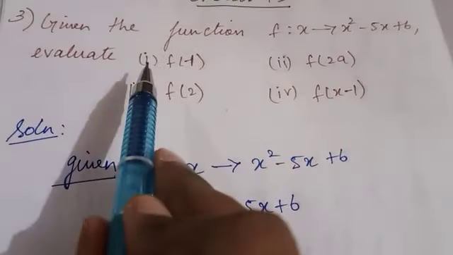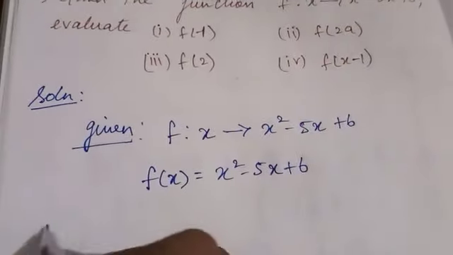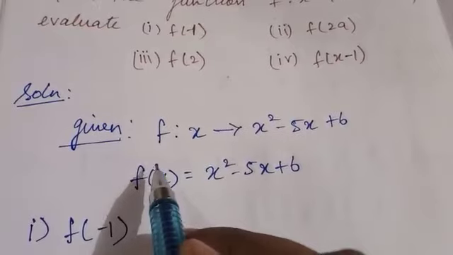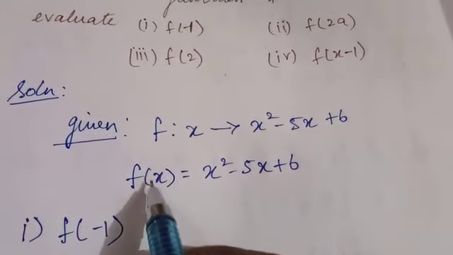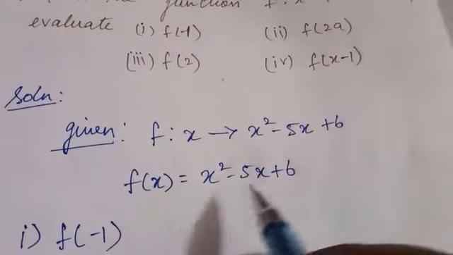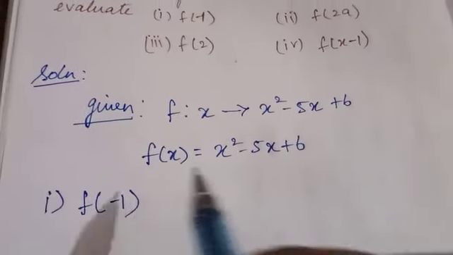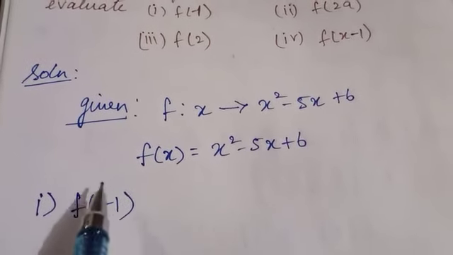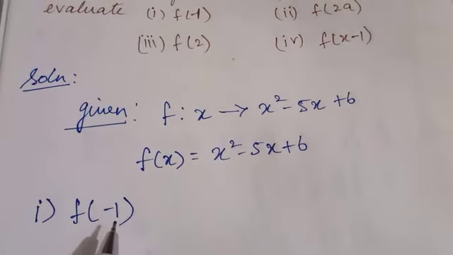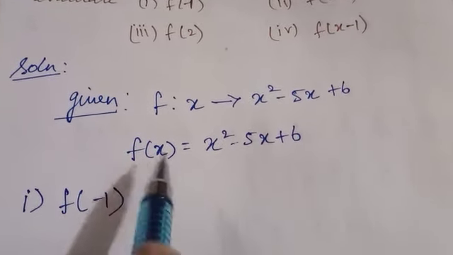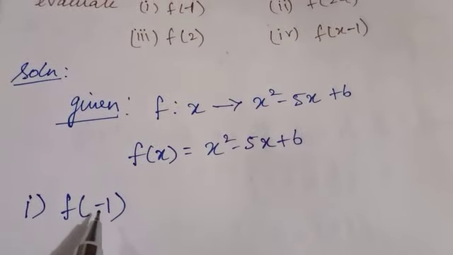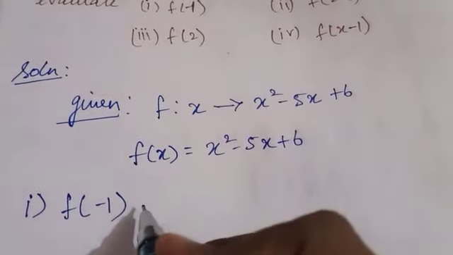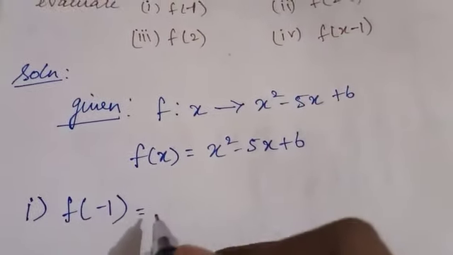Next, what is the first subdivision given? The first subdivision is f of minus 1. So we know that here f is our function, x denotes the input and this is our output. In the same way, f is a function and minus 1 is our input. So using this we have to find the output. In the place of x we are given minus 1, so I am going to substitute minus 1 in this equation.